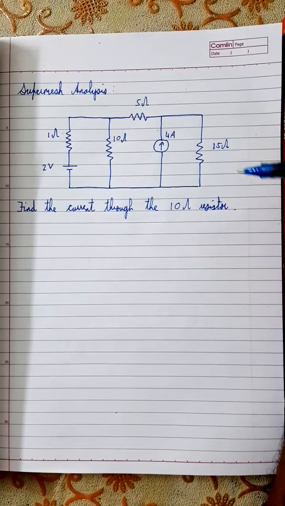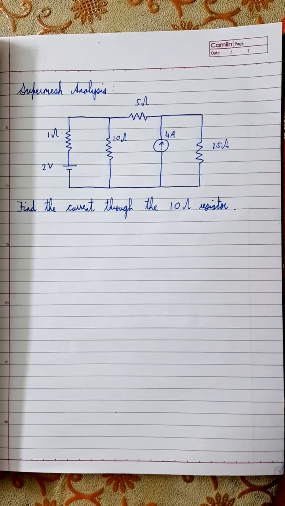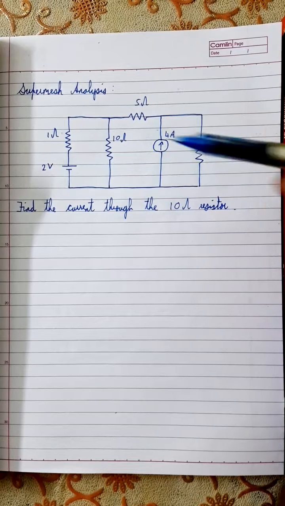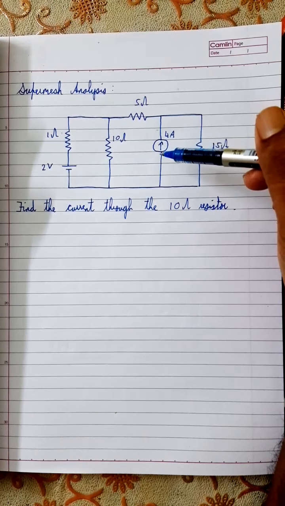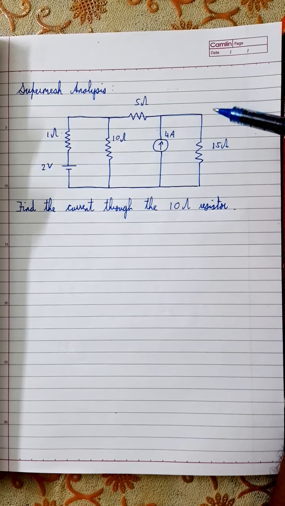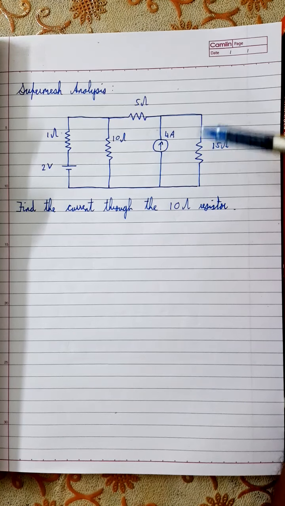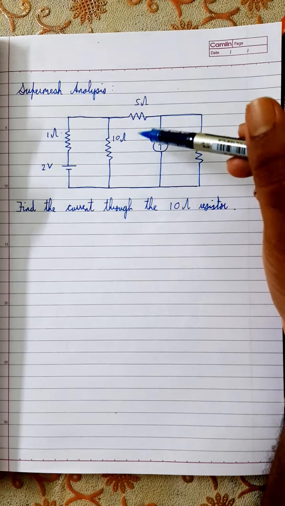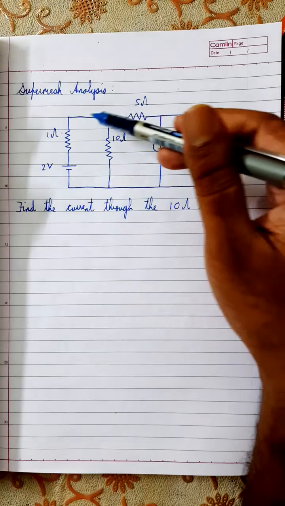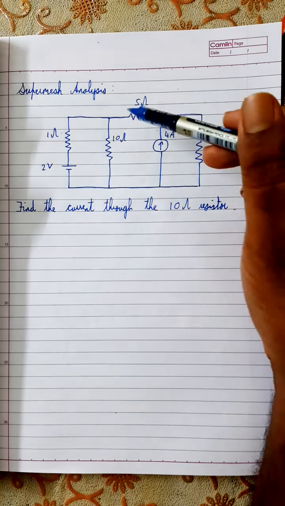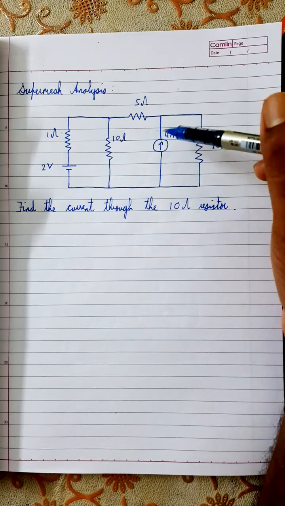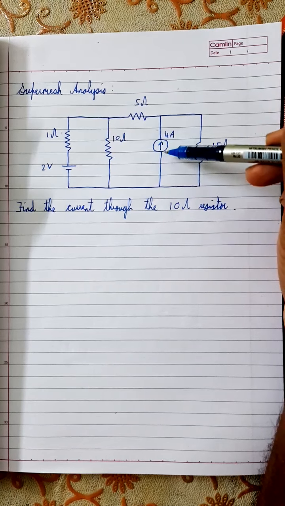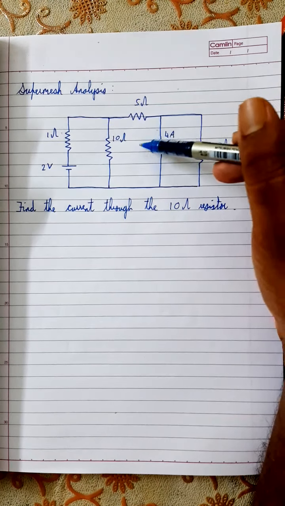Now the next question is find the current through the 10 ohm resistor. Okay, so here in this circuit, this question is actually different from your previous problems, because in this particular problem the current source is inside the circuit. It is not on the side of the circuit. It is not in any one of the side branches. It is inside. Here this current source is between these two meshes, right?